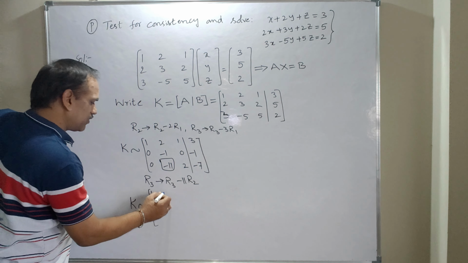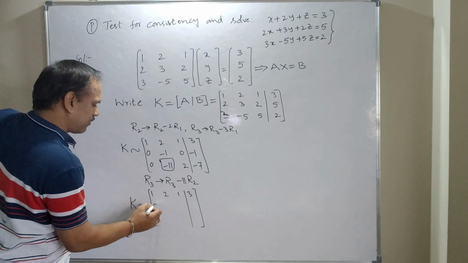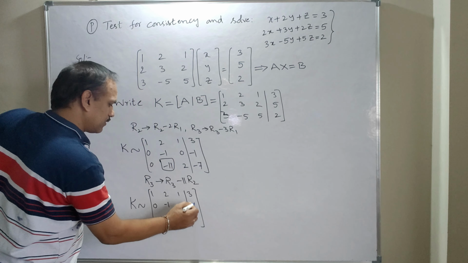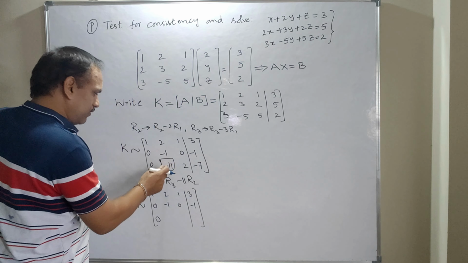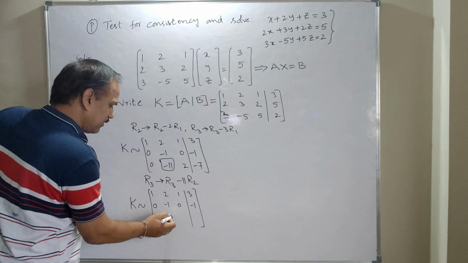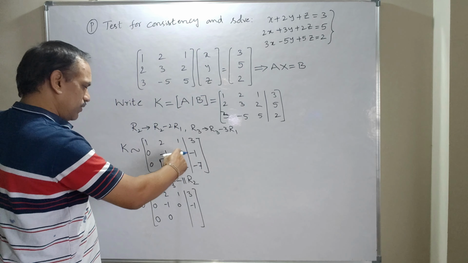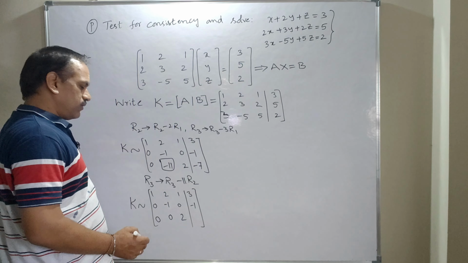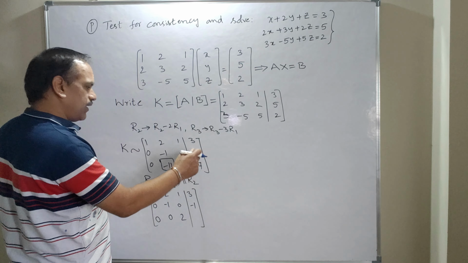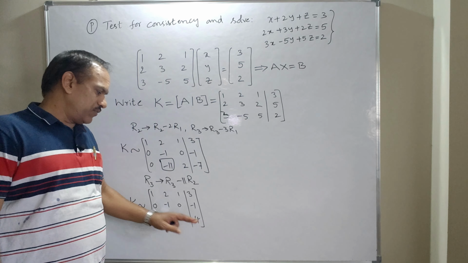So how does K transform? There is no change in the first row again. Second row also no change. Third row: 0 minus 0, minus 11 plus 11, 2 minus 11 into 0, 0. So 2 minus 0, 2, minus 7 plus 11. Minus 7 plus 11 is 4.